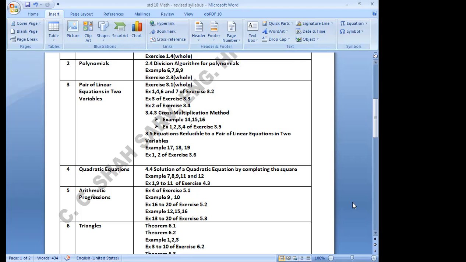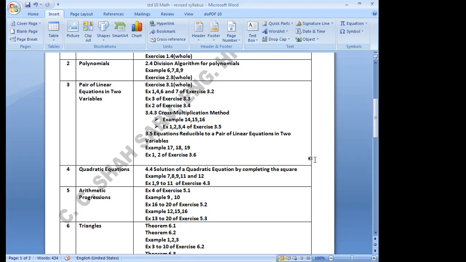Page number 74, solution of a quadratic equation by factorization included. On same page number 74, example 3 is included. 75, example 4, example 5 is also included. Page number 76, example 6 is included. Exercise 4.2, all the questions of this exercise are included in the syllabus. Means entire exercise 4.2 you have to prepare.